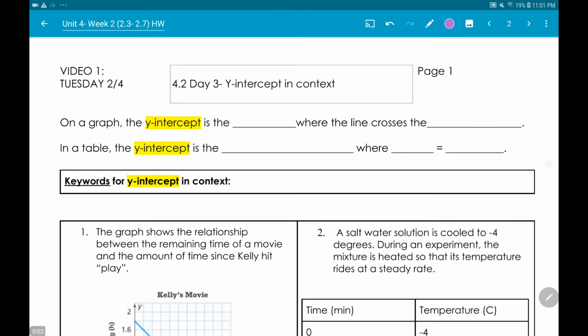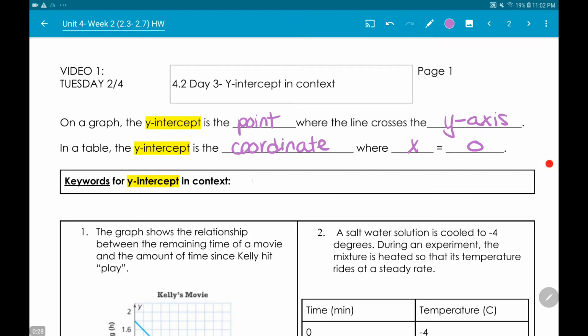Hi guys, this video is on y-intercept in context. So let's recap what the y-intercept is first. The y-intercept is the point where the line crosses the y-axis. And in the table, it is still that point, or we can also say the coordinate. But on a table, it's when x is equal to 0, because I can't see the y-axis.